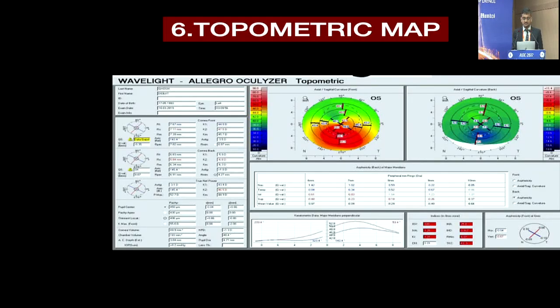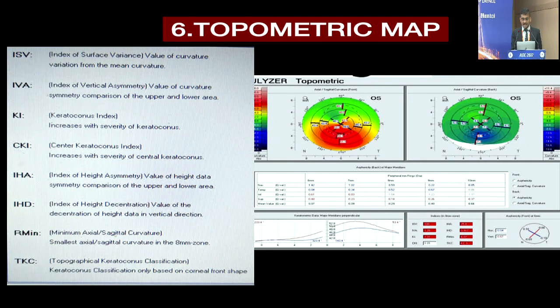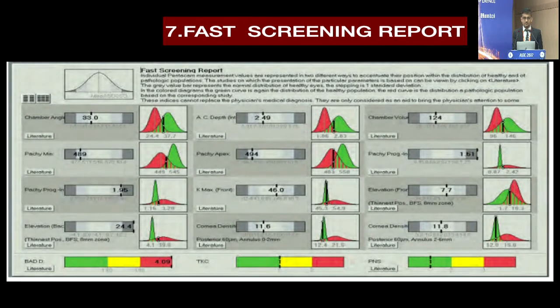And the last is the topometric map, wherein you look at these indices, and you don't have to remember the values. The machine itself will flag them as white, yellow, or red. This is a fast screening report. I would suggest that this should be seen last, because by the time you have evaluated all these parameters, this gives you a very good look. The horizontal bar is the distribution of the normal population, at one standard deviation, 2 standard deviations. So where the patient's value sits in that graph is what it gives you.